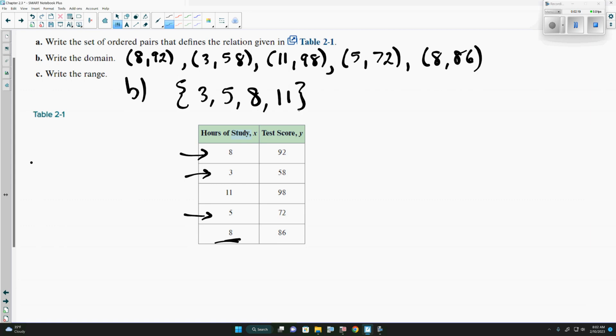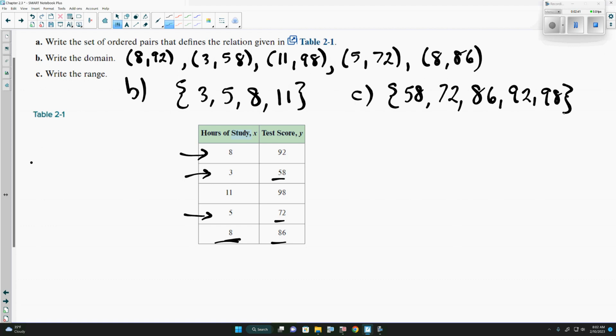And the range is the output values, or the y values. So we can list them out. So brace. First one we can list is 58. Then we can say 72, 86, 92, and then 98. And that's it. Questions on this here? It's been a little while since you've done these, especially with relations and just listing domain and range.